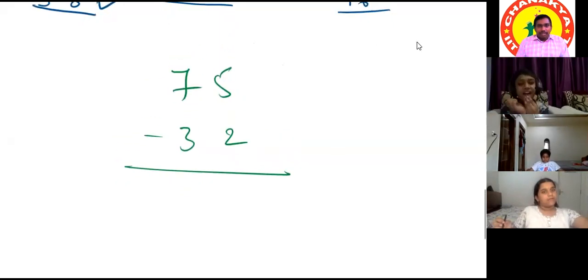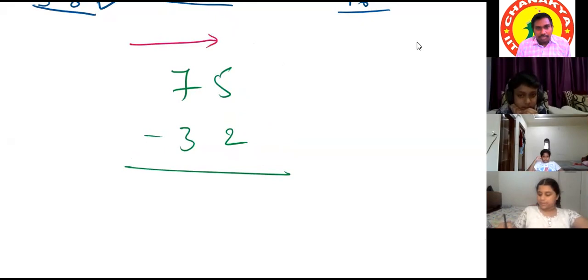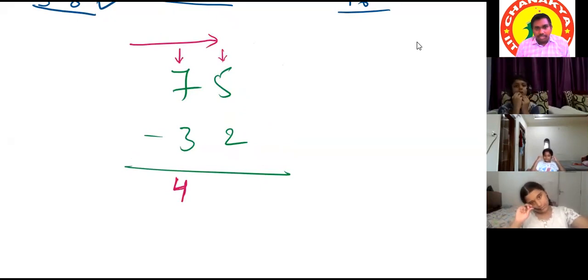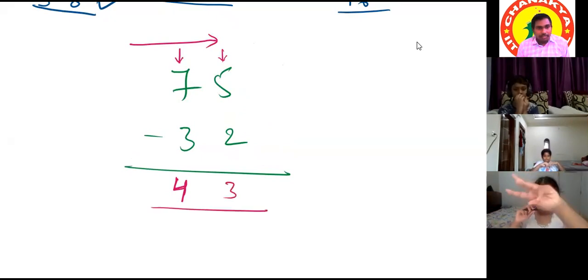Okay, see. Column wise, left to right subtractions. These are left to right subtractions. So first column, 7 minus 3 is actually 4. Because next place is a match, we have to keep it as it is, 4 only. Okay, next 5 minus 2 is 3. That's our answer, 43.